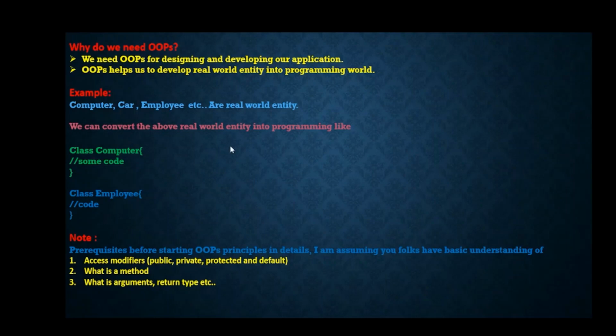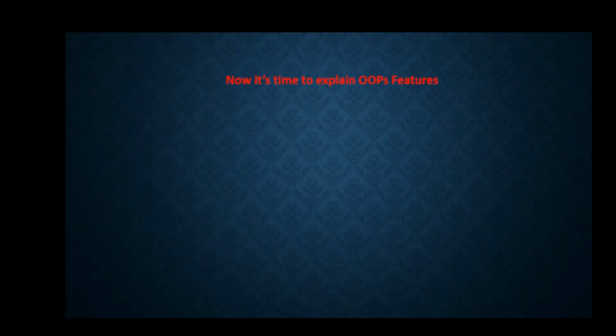Okay, whatever class we are writing, a class is nothing but a logical entity. That is not real, I can say. Now we have the basic understanding of what OOPS is and what benefits we get if we follow OOPS. I have also given the introduction of the class, why and how to convert a real world object, a real world entity, into the programming world, through one simple example. So now it's time to explain OOPS features.